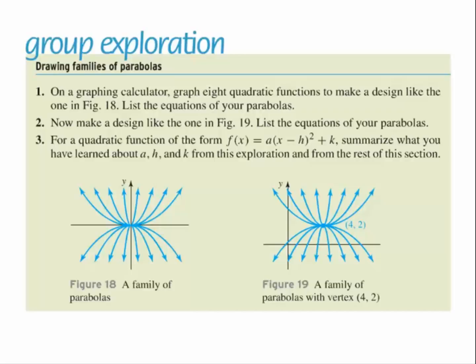Number 3. For the quadratic model of the form f of x equals a times x minus h squared plus k, summarize what you've learned about a, h, and k.